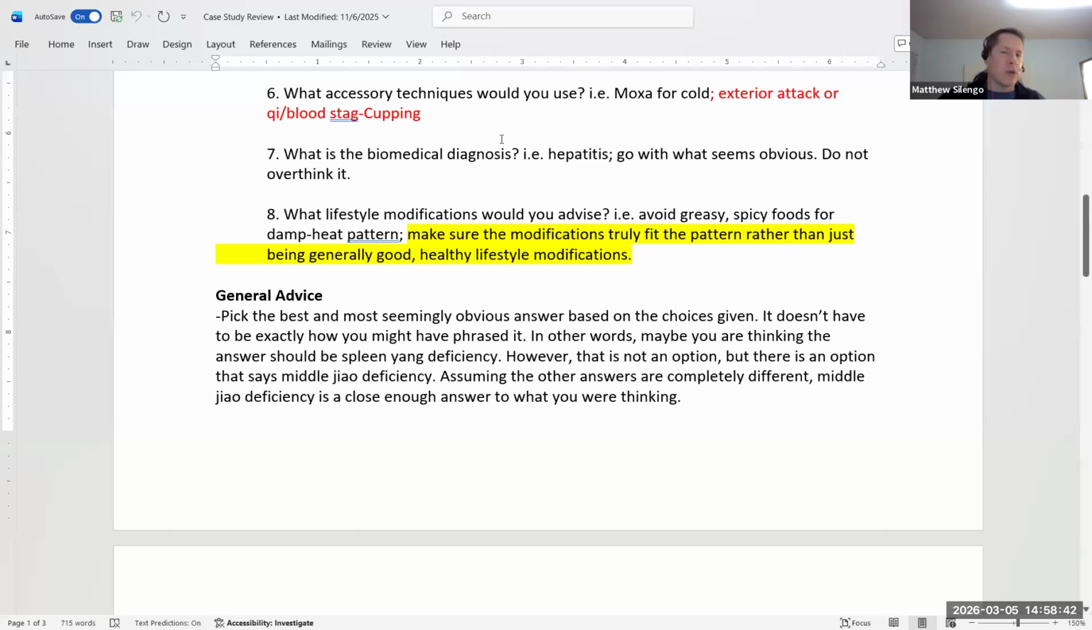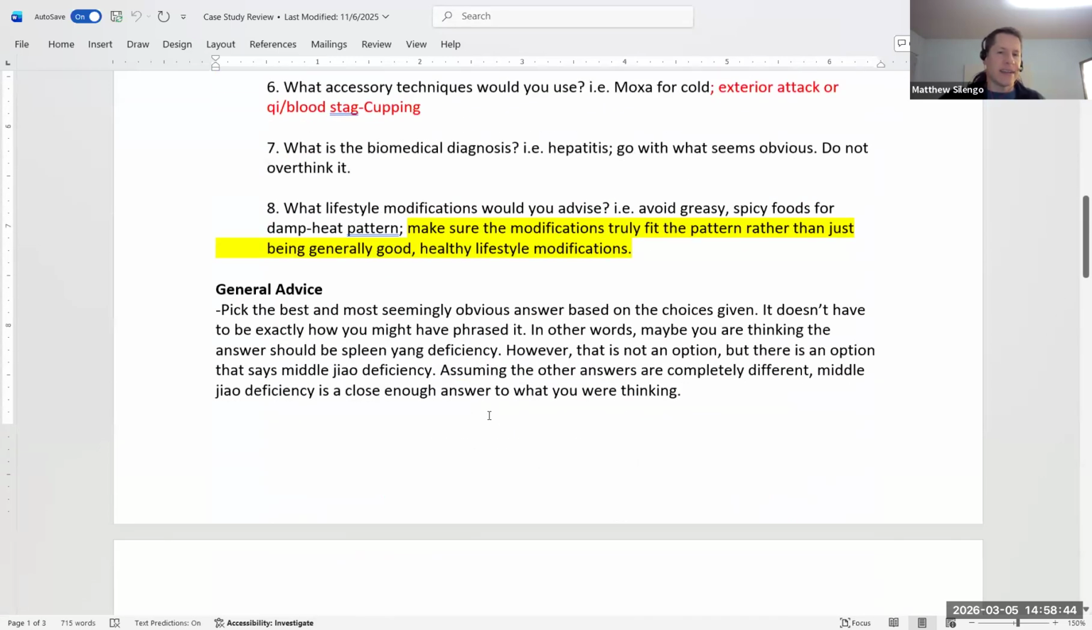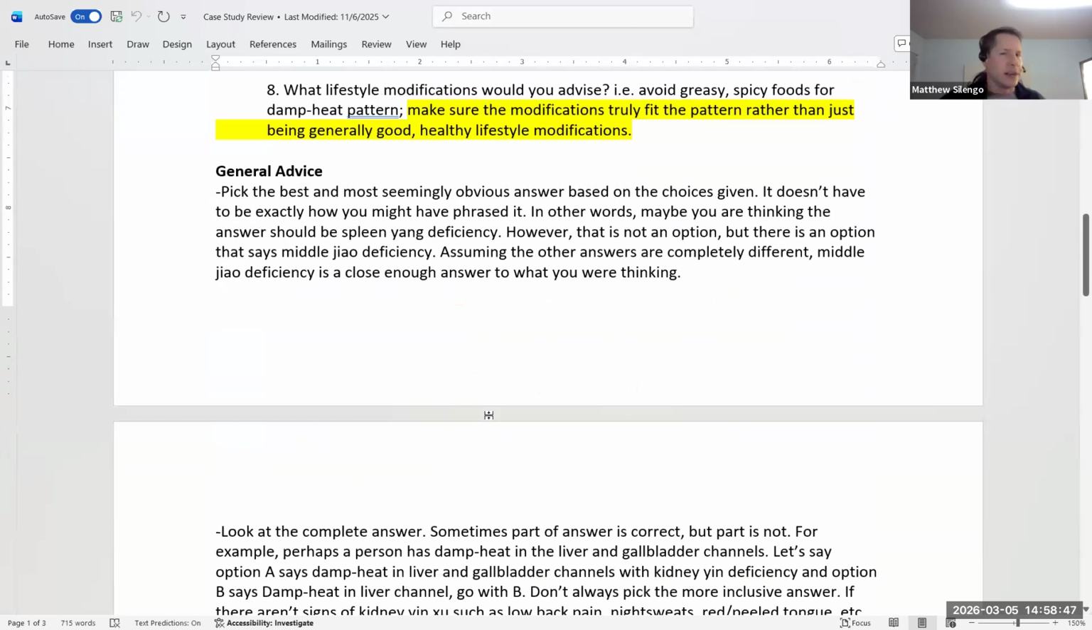And then the last of the most common types of questions you get in the case study section, and some just be a little careful with. It's very easy in some ways, but it's something that sometimes people make mistakes with. They sometimes ask you what kind of lifestyle modifications you would advise. The thing to be careful about is sometimes students will pick just things that they think of as generally healthy that are good for everybody, rather than picking the selection that matches the pattern the person has, which again is why you always have to take into account what is the pattern that I'm treating.